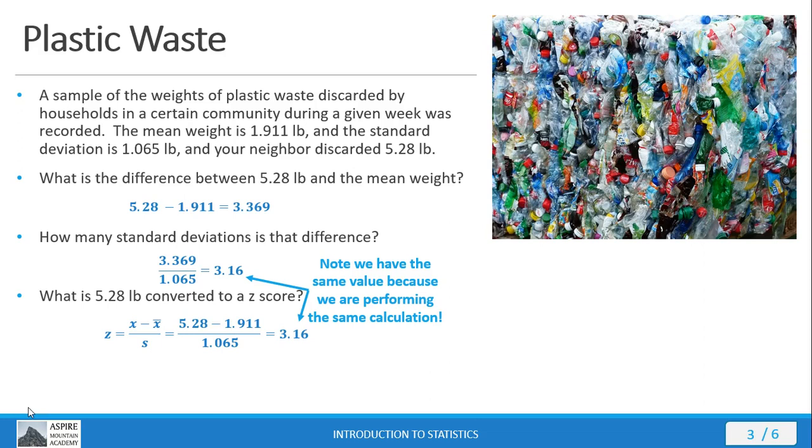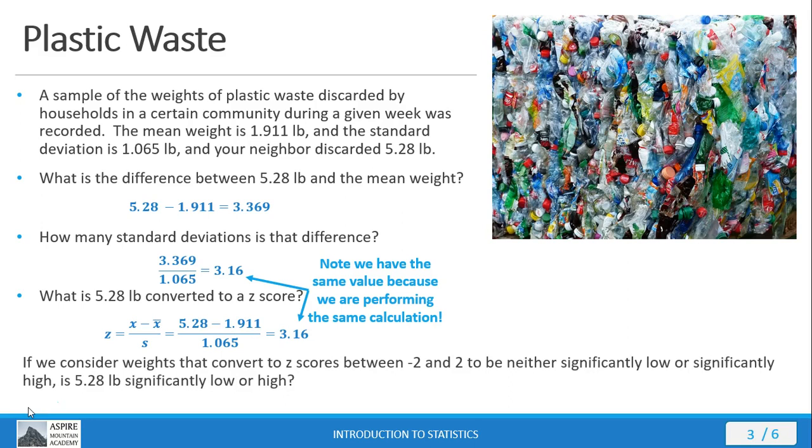Now, if we consider weights that convert to Z-scores between -2 and 2 to be neither significantly low or significantly high, is 5.28 pounds significantly low or significantly high? I'll give you a moment. Well, the weight value of 5.28 has a Z-score of 3.16, and because 3.16 is greater than +2, we're outside the range of usual values on the right side, which makes 5.28 a significantly high value.